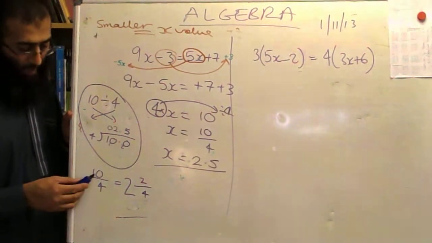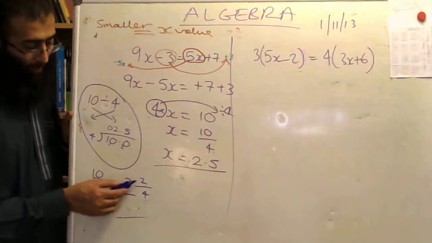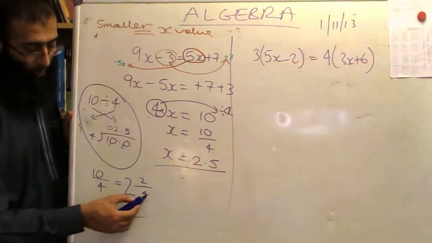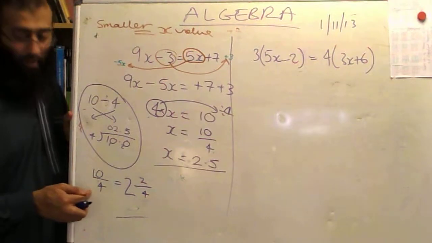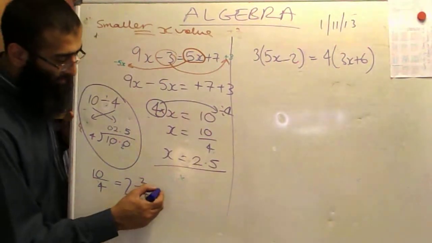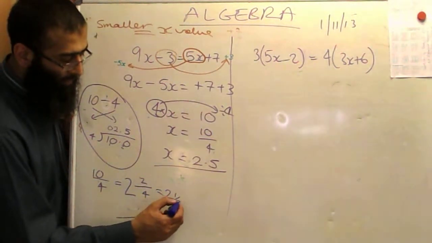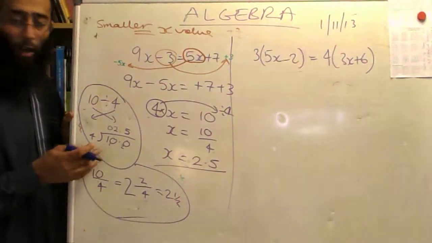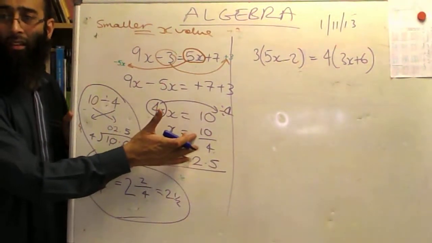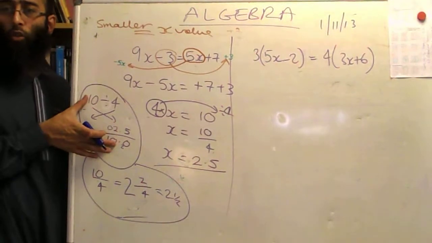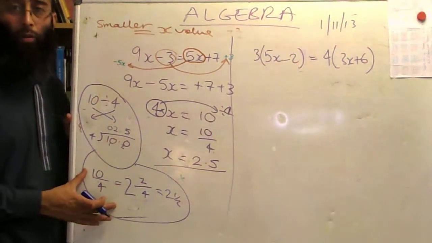So let's do that again. 10 divided by 4 is 2, remainder 2, and copy the 4 on the bottom. This is called changing top heavy into mixed. This can be further simplified to 2.5. So that's just another technique of how we deal with that kind of question. We can do it in a decimal style using short bus stop, or we can do it this way as well.